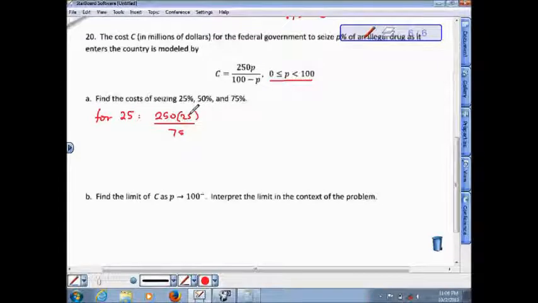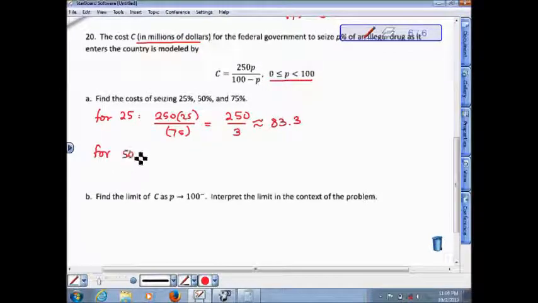And then 25 over 75. If you take a look at this, 25 over 75 is just 1 over 3. So this is 250 thirds, which is roughly 83.3. Keep in mind this is in millions of dollars, so if they want to seize 25% of this illegal drug, it's going to cost them a little more than $83 million.